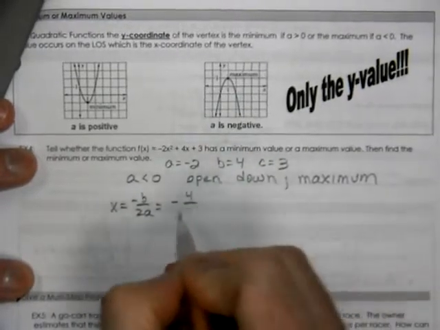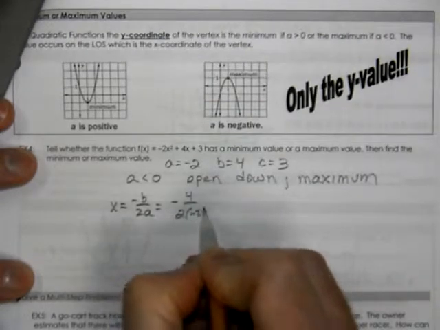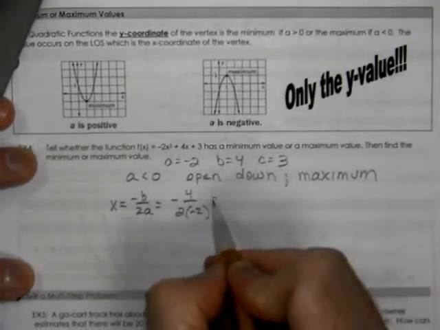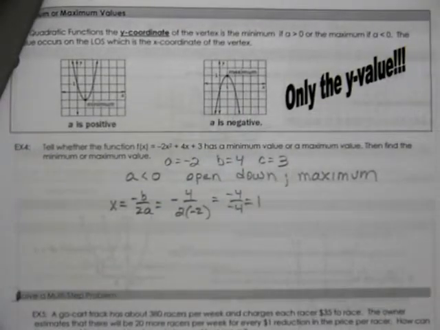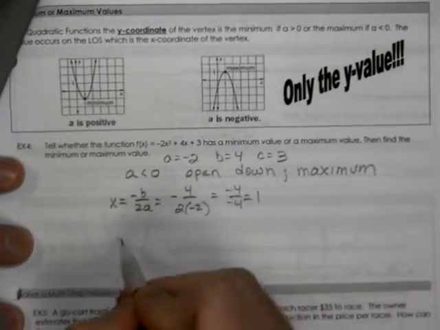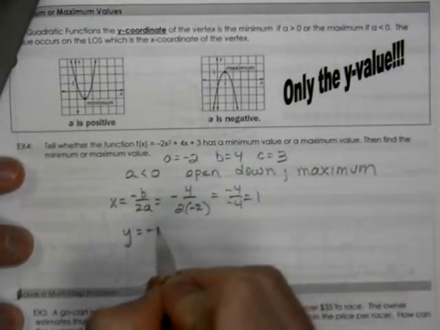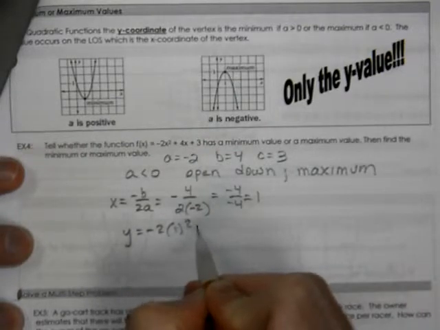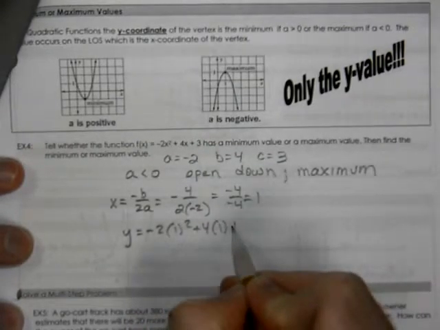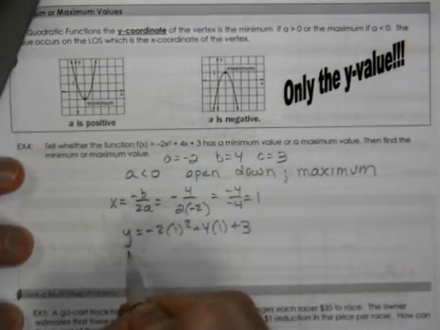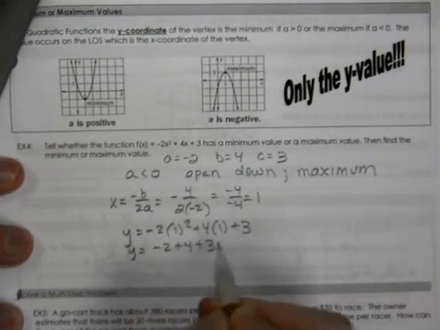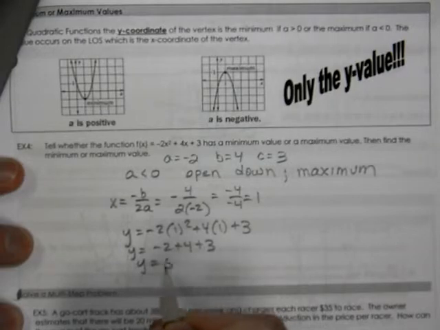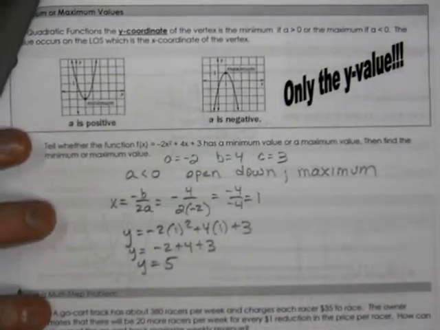Your b value is 4, a value is -2. So we get a value of 1. Now we have to plug that back into the equation. So we get a y value of 5.